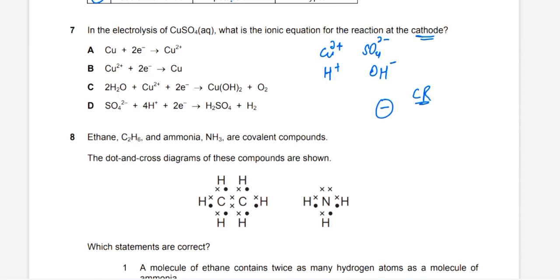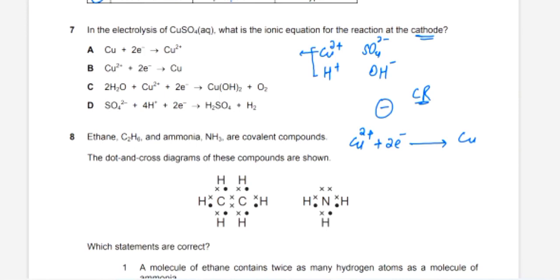Out of these two cations, the ability to be discharged for copper will be greater. So copper will be discharged. Okay, so what will happen? Copper 2 plus will gain 2 electrons. Gain of electrons is called reduction, and it will become copper solid. So simply Cu 2 plus gains 2 electrons and becomes copper. Yes, this is correct. These other reactions do not take place.